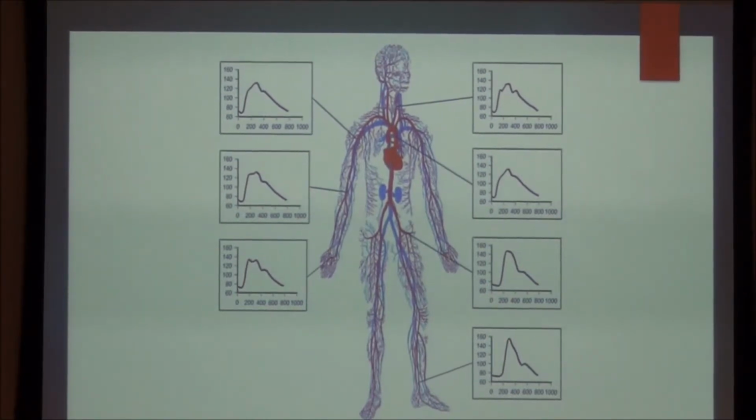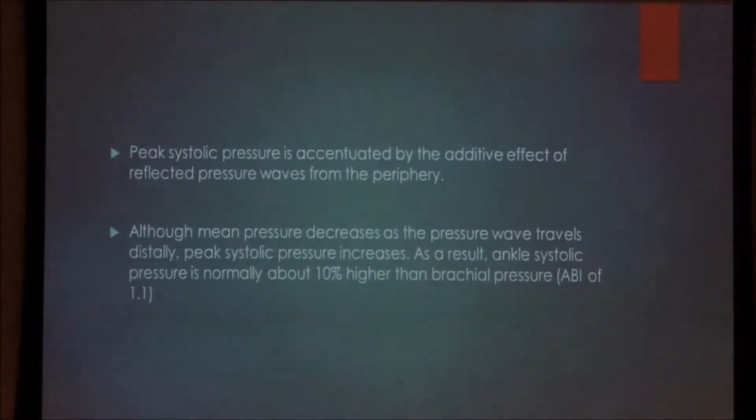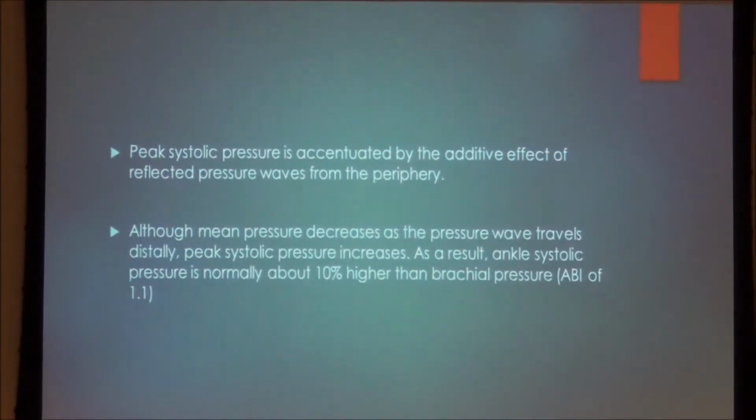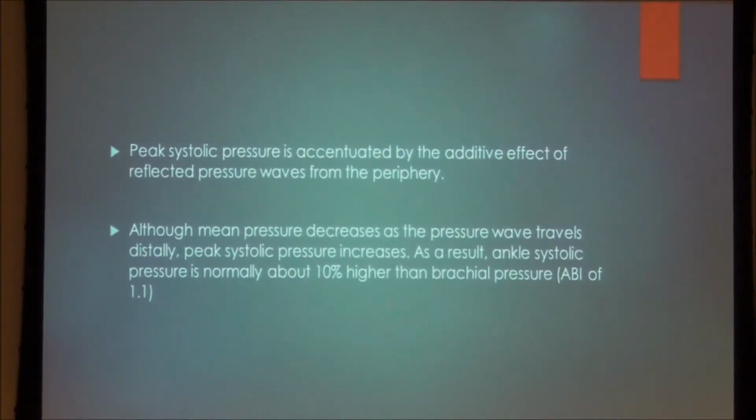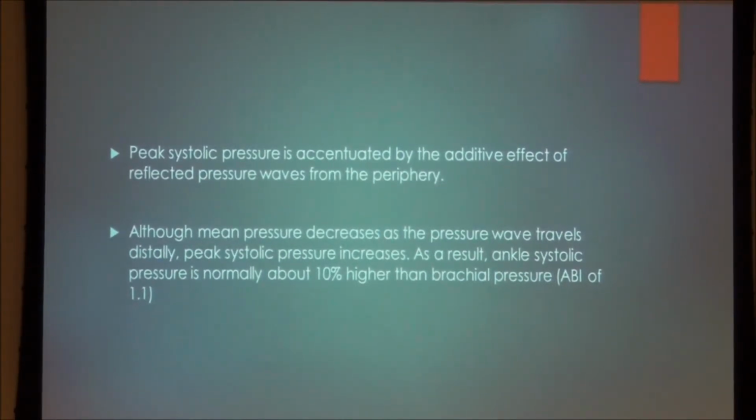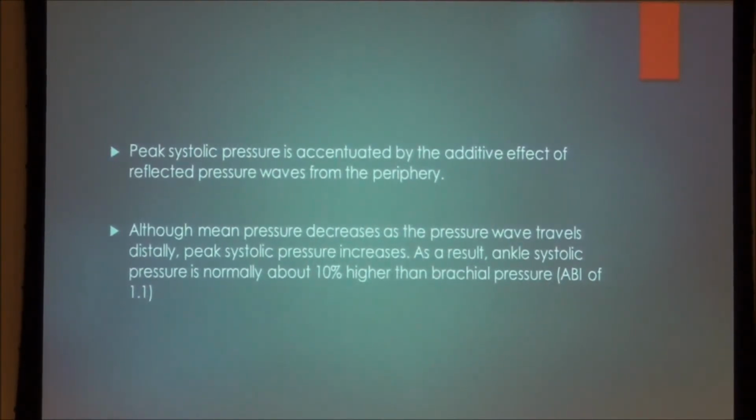That is correct, it's higher, but the difference is that mean pressure decreases as the pressure wave travels distally. Although mean pressure decreases as the pressure wave travels distally, peak systolic pressure increases. As a result, ankle systolic pressure is normally about 10% higher than brachial pressure. Why? Because peak systolic pressure is accentuated by the additive effect of reflected pressure waves from the periphery. But the mean pressure will drop.